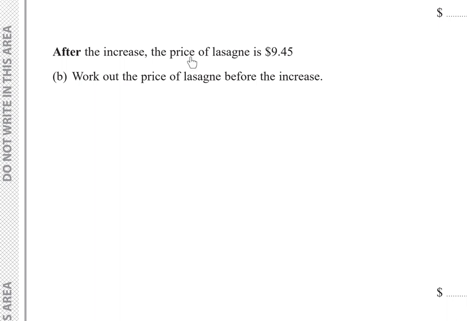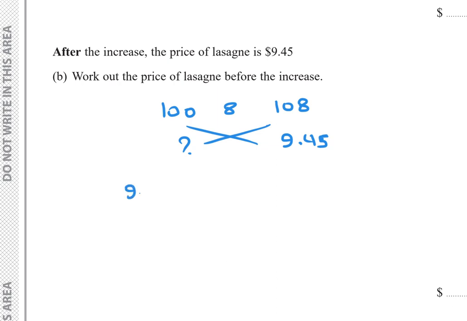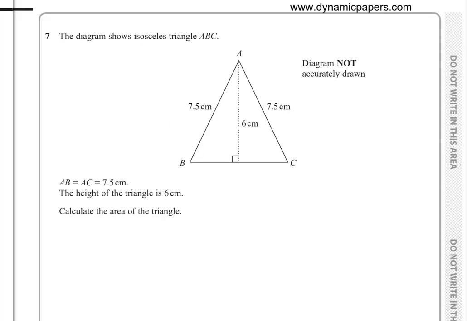After the increase, the price of lasagna is $9.45. Work out the price of lasagna before the increase. So same, 100, 8, 108. Now we have the price after the increase, 9.45, and we need the price before the increase, so cross multiply. So 9.45 times 100 divided by 108 equals $8.75.